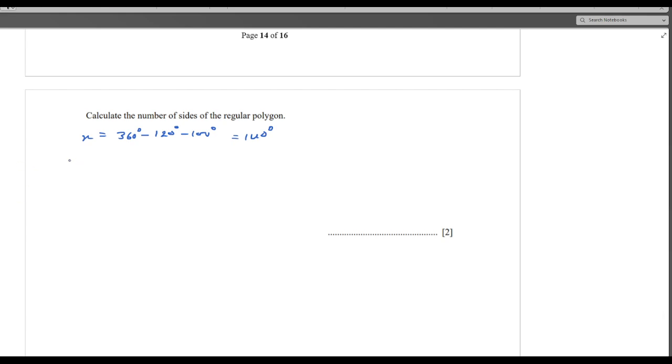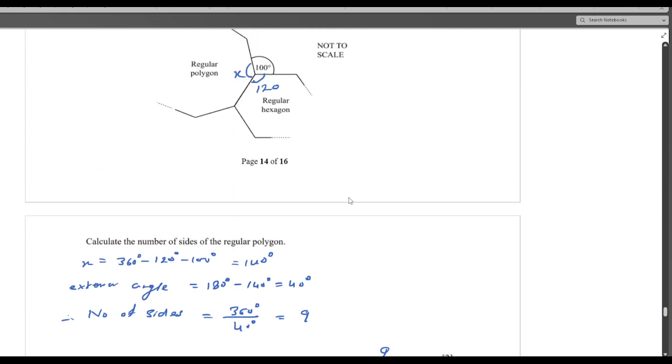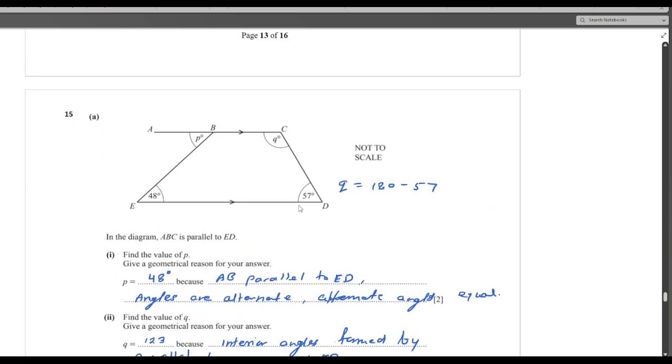Your exterior angle here is 180 degrees minus 140 degrees, that is 40 degrees, and therefore your number of sides is 360 degrees divided by each exterior angle, which gives you 9. So 9 is the number of sides. Okay, so this is your last question. I prefer to find the number of sides using the exterior angle because the simple concept is that the sum of all exterior angles is 360 degrees. So this is your paper 3.